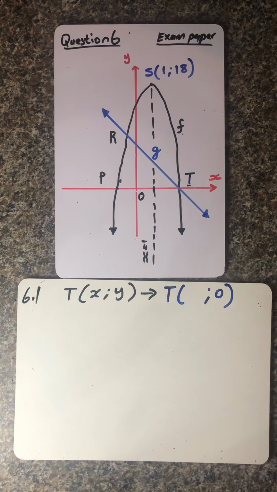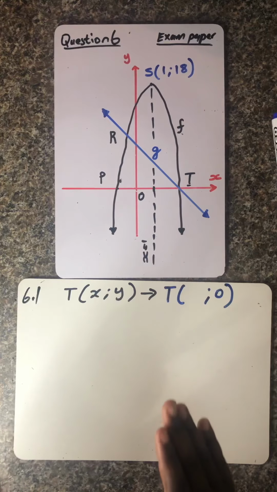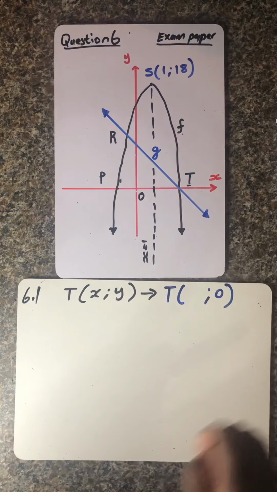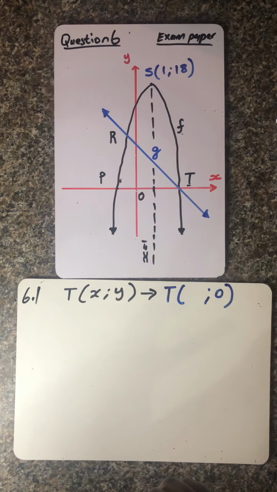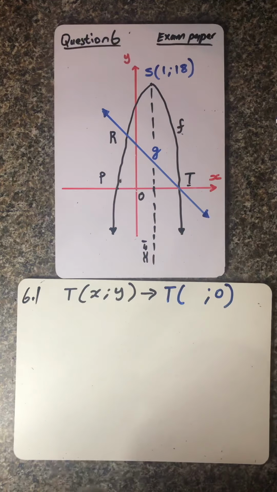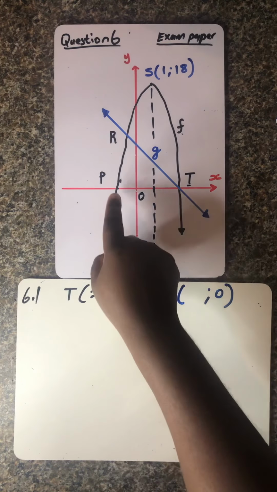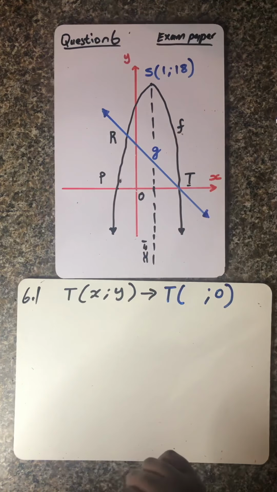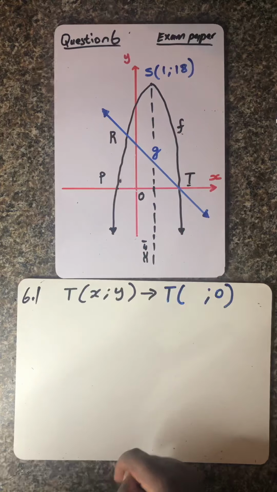I assume we all know and agree that at that point t, the x value is unknown and the y value is 0. Same as at point p, we know the y value is 0, but the x value is unknown.